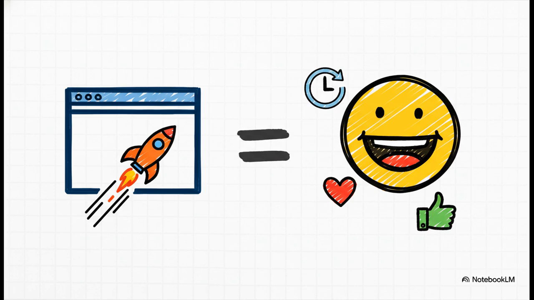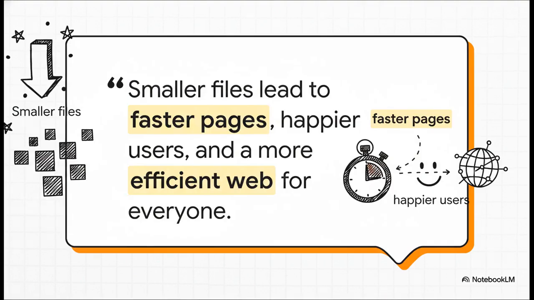It's just that simple. When your site is fast, people stick around longer, they engage more, and they just have a much better time. And really, that's the big picture here. Smaller files lead to faster pages, happier users, and a more efficient web for everyone. When we optimize our images, we're not just fixing our own little corner of the internet, we're actually contributing to a better, faster web for everybody.